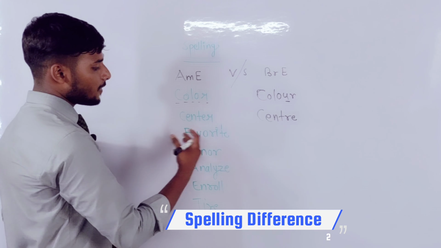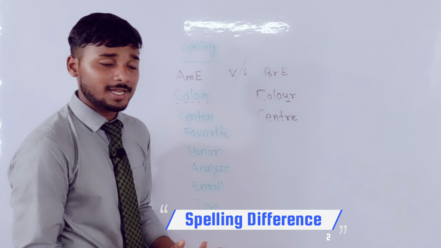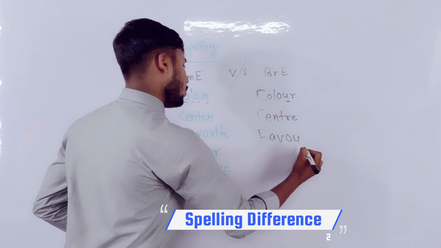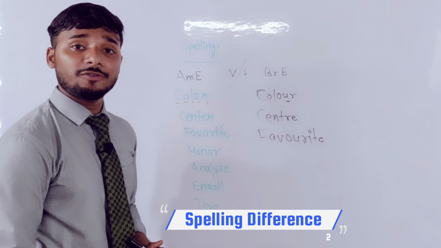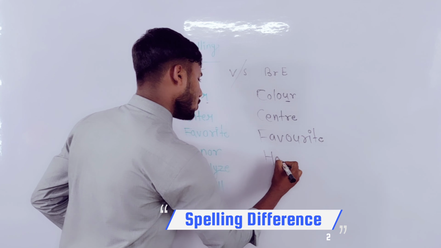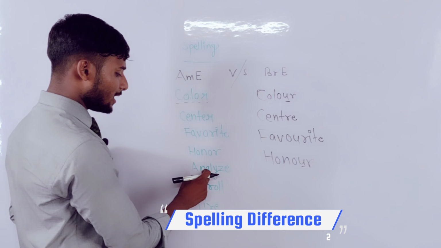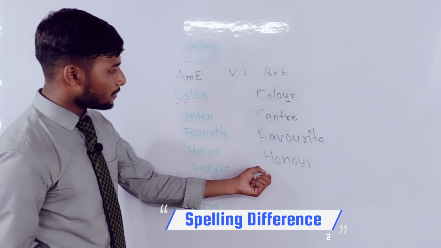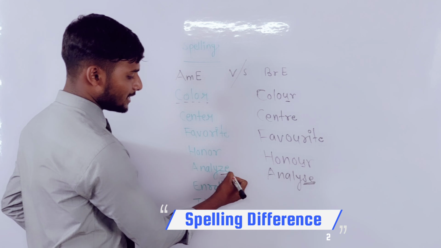This is favorite, F-A-V-O-R-I-T-E in American English. But if you write in British English, then you gotta add one more U there, F-A-V-O-U-R-I-T-E. Honor, you can see H-O-N-O-R. But in British English, you gotta write H-O-N-O-U-R. One more U comes here. A-N-A-L-Y-Z-E, analyze. We can also write in British English S-E, analyse. In British English, you'll see mostly S-E, and in American English, you'll see Z-E, right?